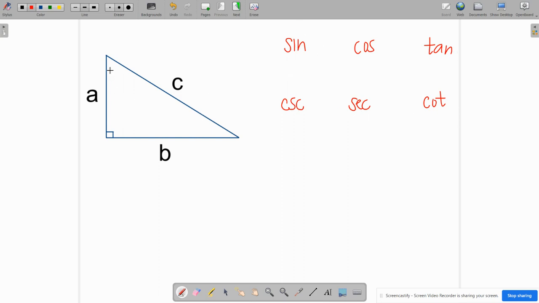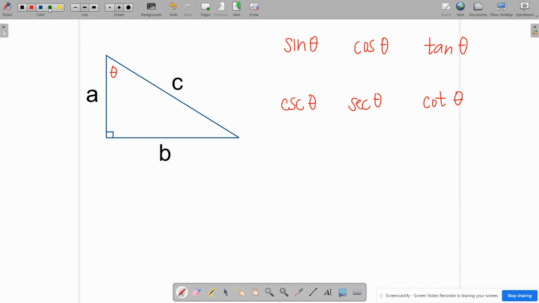So for instance, if one of our angles in a right triangle is labeled as theta, and it's very important where it is, it's one of the acute angles, not the right angle. But we would say the sine of theta or the cosine of theta, the tangent of theta. All of these, you're taking the trig function of the angle. So the question is, what do each of these equal?